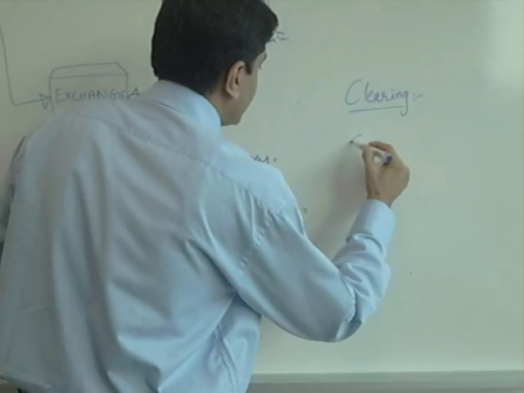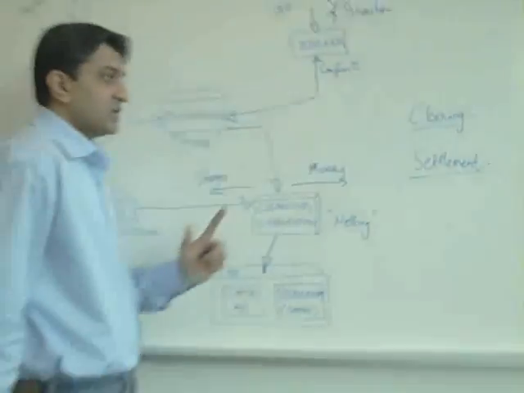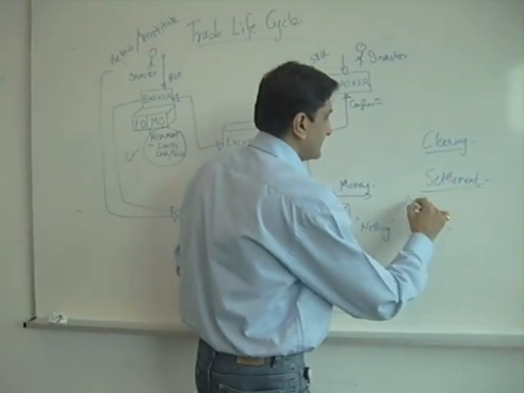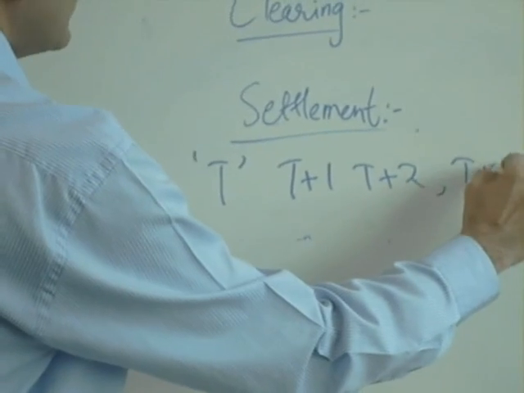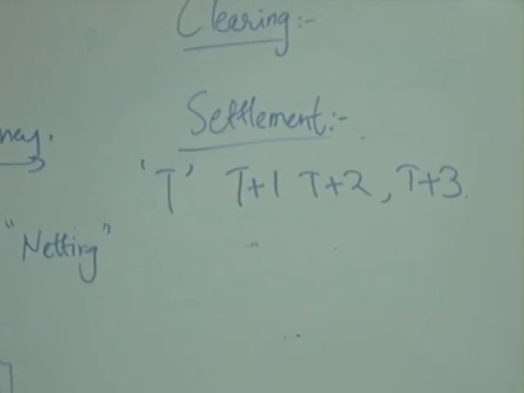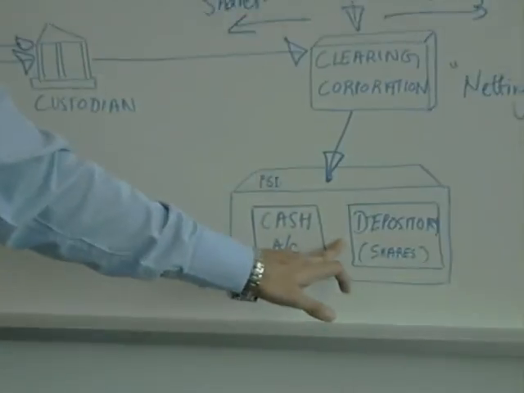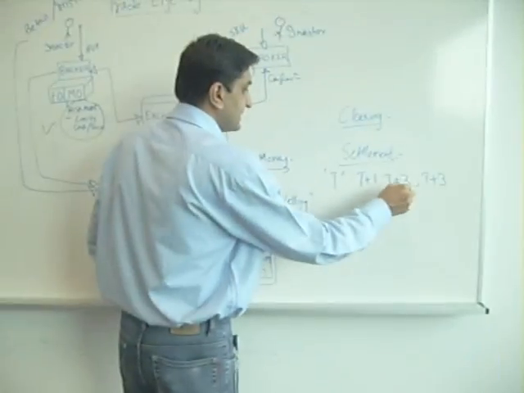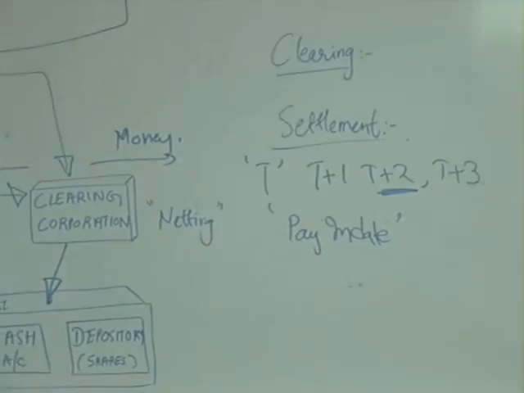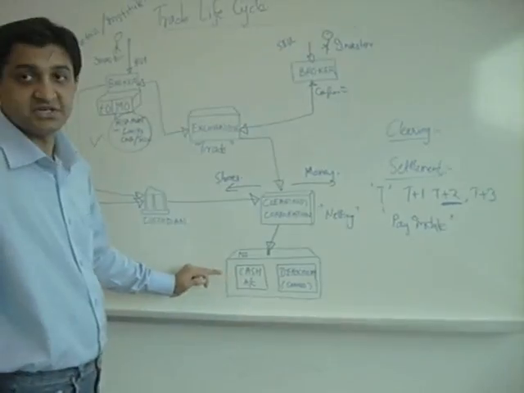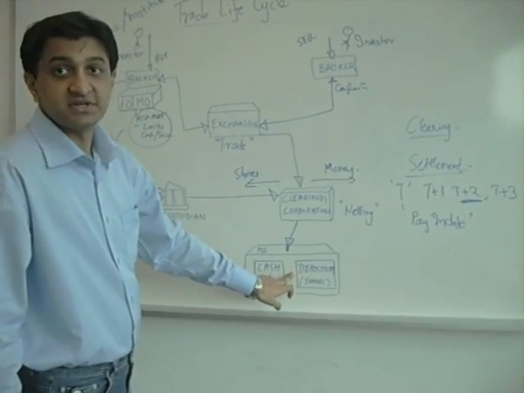After clearing comes settlement. The date to remember here is, let's say T is the trade date. So at any date of T plus 2 or T plus 3, this is generally the higher limit, the parties need to have sufficient funds in the cash account on the date which is called the pay-in date. We transfer from the broker's cash account to the clearing corporation's cash account, and from the broker's depository account to the clearing corporation's depository account.